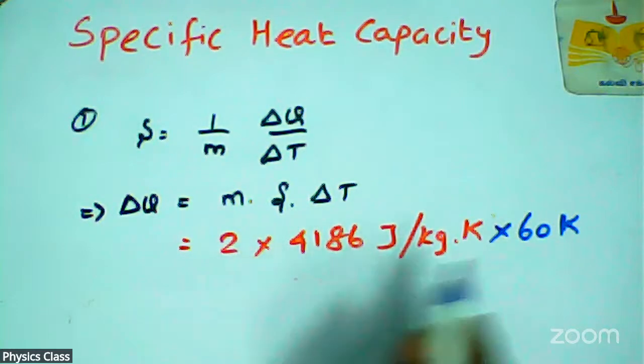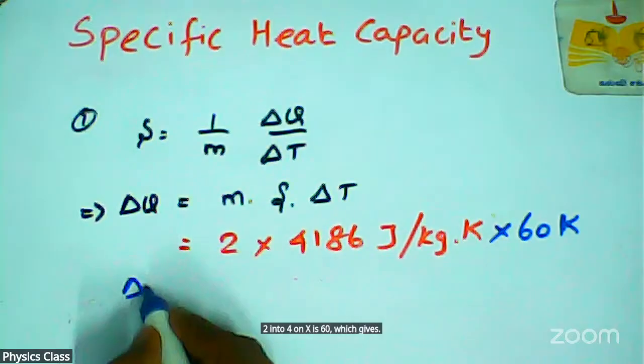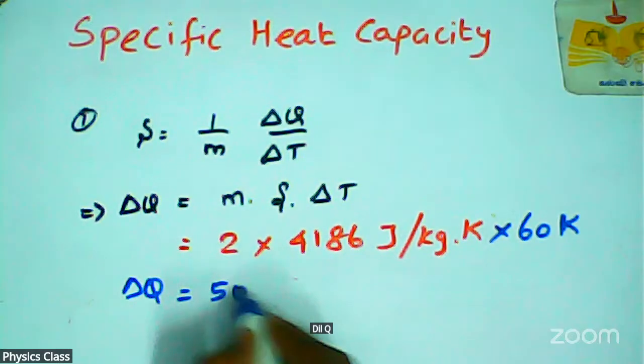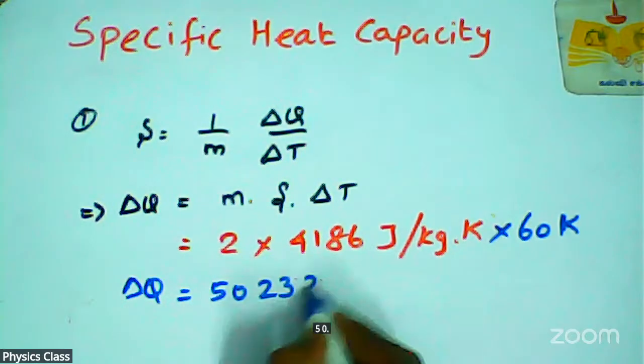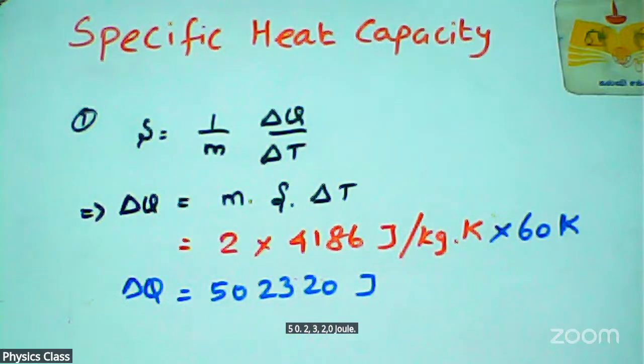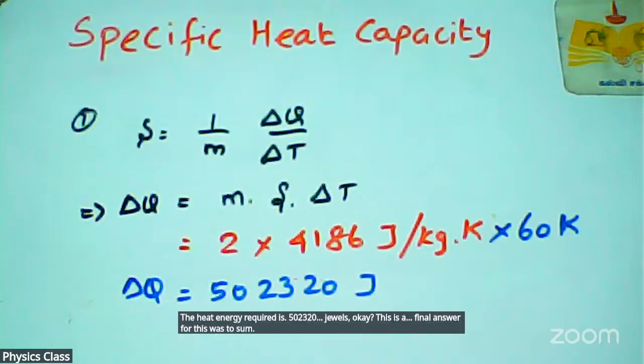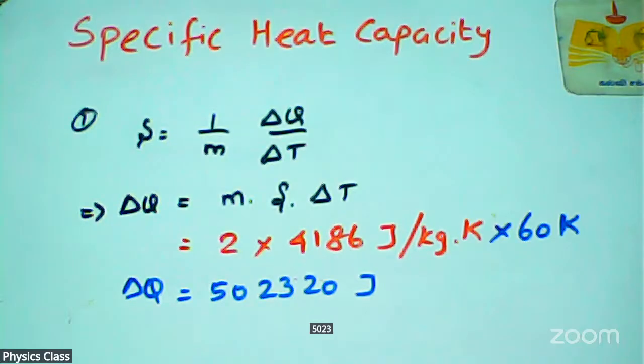2 into 4186 into 60 gives ΔQ equal to 502320 joules. The heat energy required is 502320 joules. This is the final answer for this first sum. Clear? Okay. Now we are going to discuss the second problem. I will show the screen to show problem number 2.